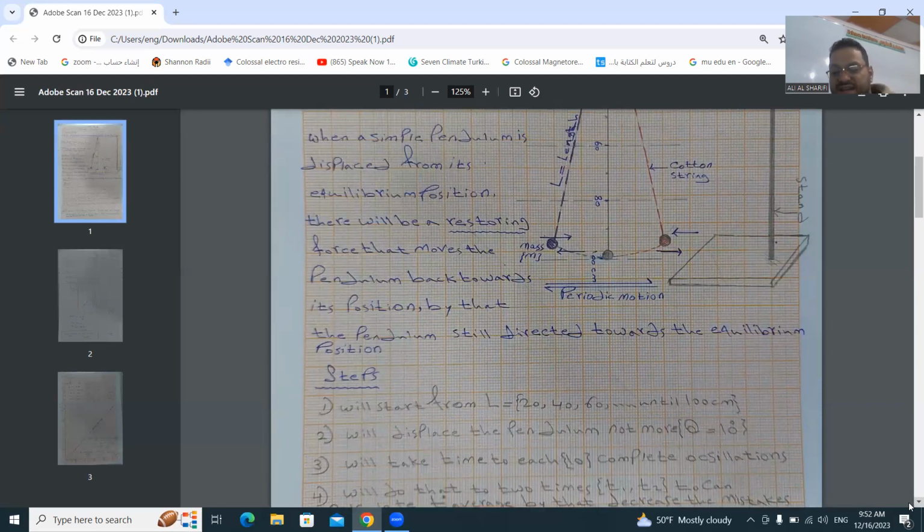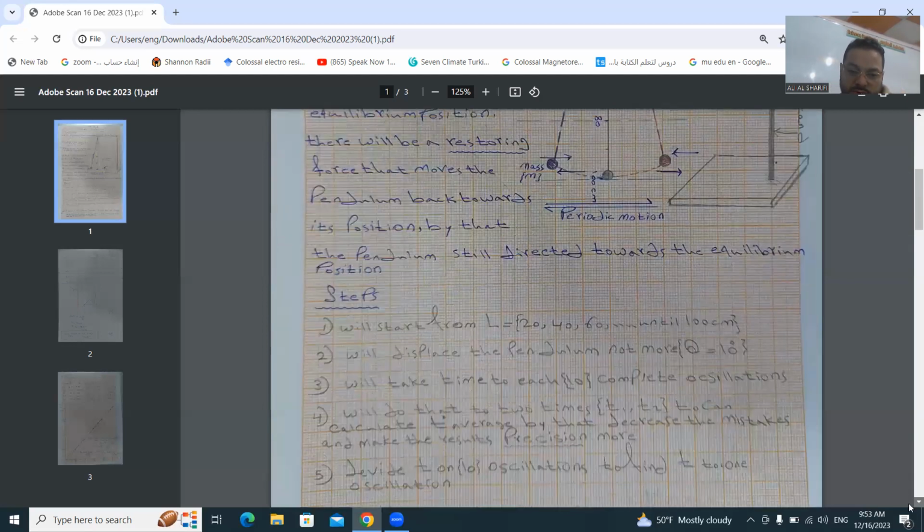We will take the time for each 10 complete oscillations. What does that mean? I will use my watch, with a specific function, to determine small fractions of a second, because the result will be maybe 7.69 or 15.15 seconds. Okay, what does that mean? 10 oscillations, 1, 2, 3, until 10. After that, I will record my result and keep going.